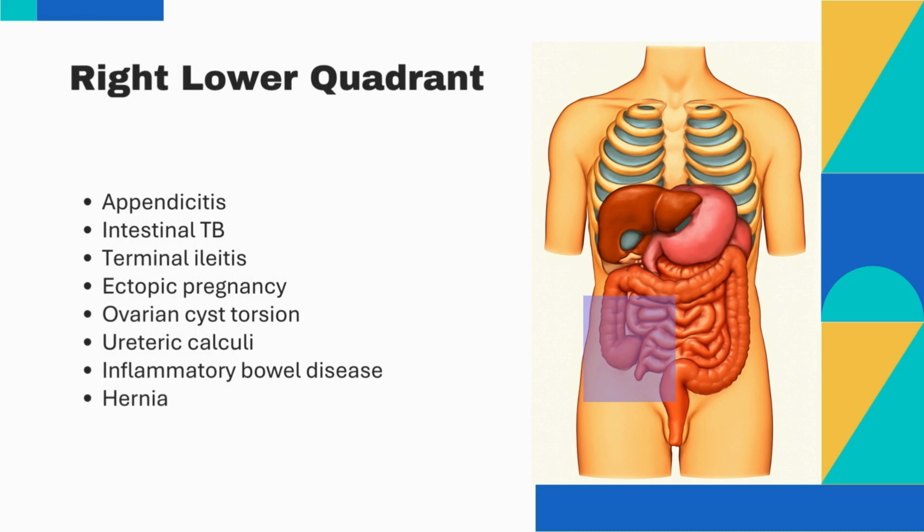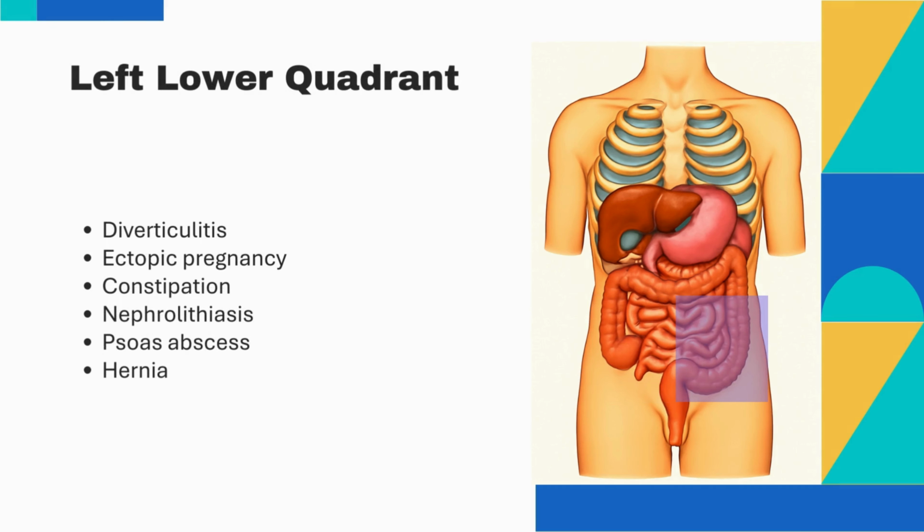Right lower quadrant. Now let's move to the right lower quadrant. This area contains the appendix, terminal ileum, cecum, part of the urinary tract, and reproductive organs in females. Appendicitis, the most classic cause of right lower quadrant pain. Intestinal tuberculosis or terminal ileitis, chronic conditions that mimic appendicitis. Ectopic pregnancy or ovarian cyst torsion in females, ureteric calculi, sharp radiating pain. Hernias can also cause localized pain. In clinical practice, right lower quadrant pain is often a surgical emergency until proven otherwise.